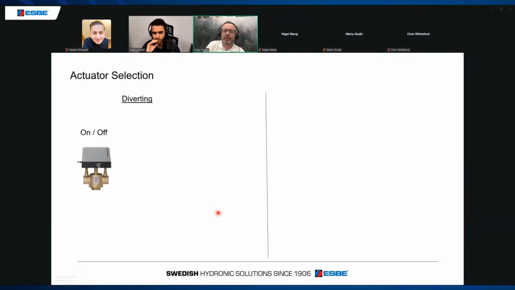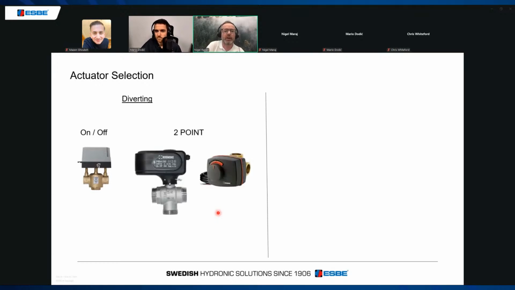In the spring return valve, it's either on or off. You apply a current and it's one port, you remove the current and it's the other port. On these two valves, they have 2-point actuators. Not to be confused with 2-port, it is 2-point, which means the actuator can sit in 2 points. So when you're buying a head for a rotary valve, it's important for diverting to select a 2-point actuator.